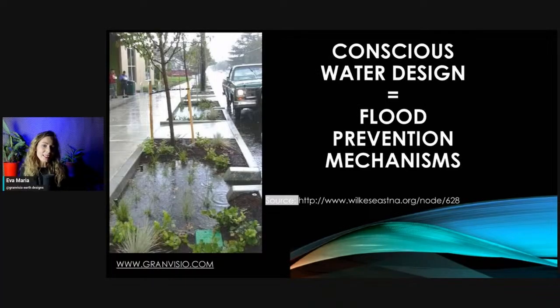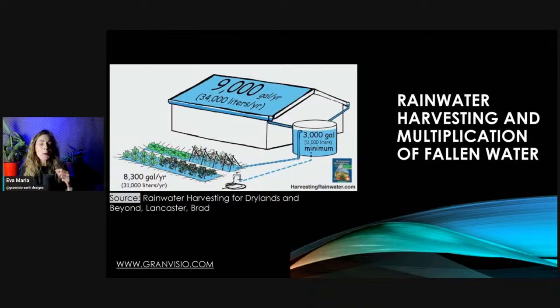Another really interesting thing is that we can multiply the amount of rain that comes onto the land if we have water harvesting surfaces like roofs and roads. It's now no longer about the amount of rainfall that hits the soil. It's about gathering more water than the original surface of the land we're dealing with.